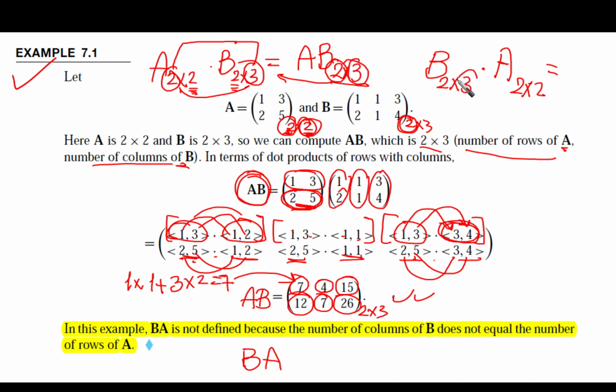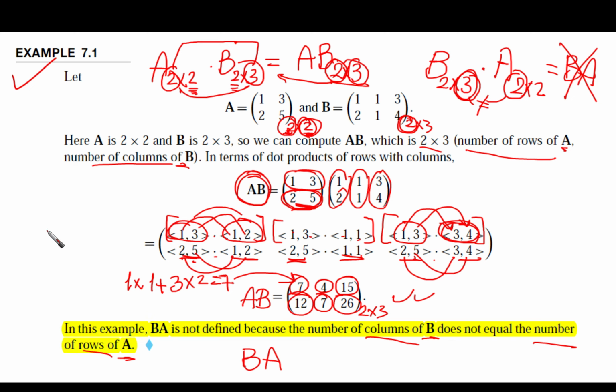Exactly. The columns in the first matrix should equal the rows in the second matrix, which is not equal in this case. This means that BA does not exist. It will not be there. So in this example, BA is not defined. It is not defined because the number of columns of B does not equal the number of rows of A. Okay? So that's the point here.